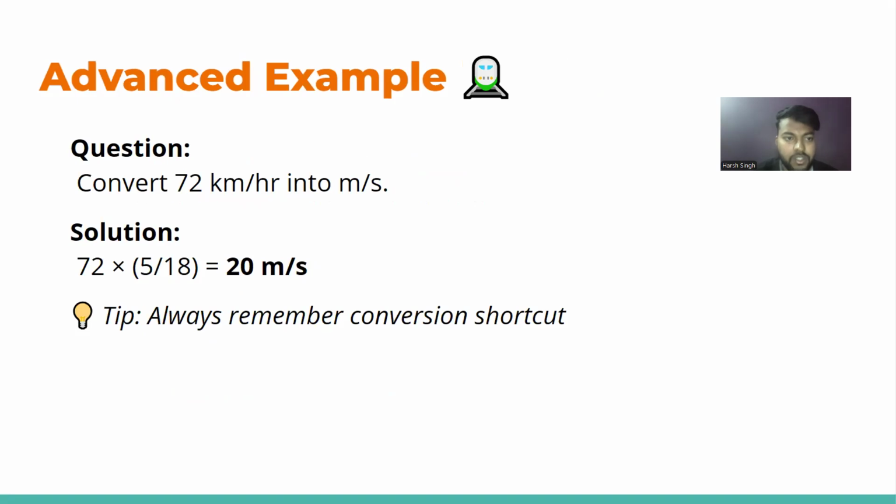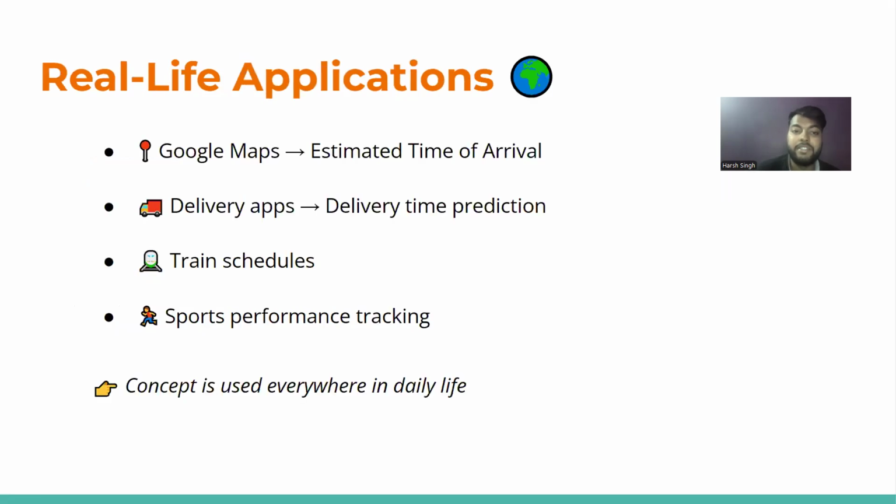Now for the conversion, we have to convert 72 kilometers per hour into meters per second. I've already mentioned the trick. We have to multiply by 5 by 18. So your answer will be 20 meters per second. The conversion trick is very important as it saves time.